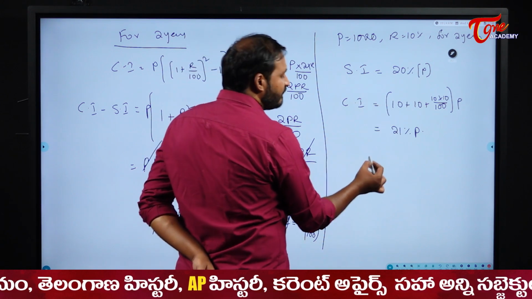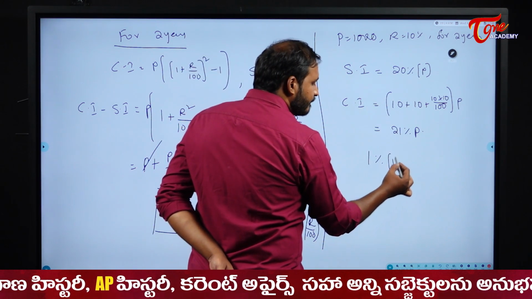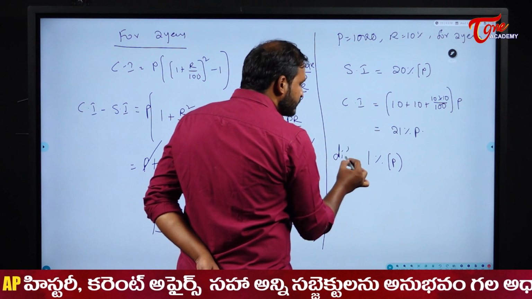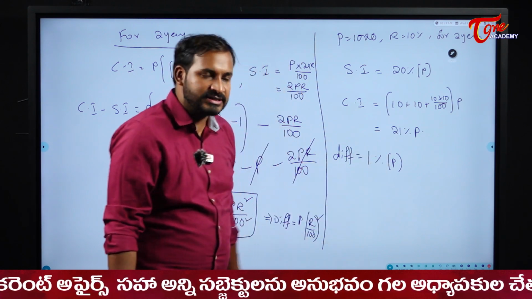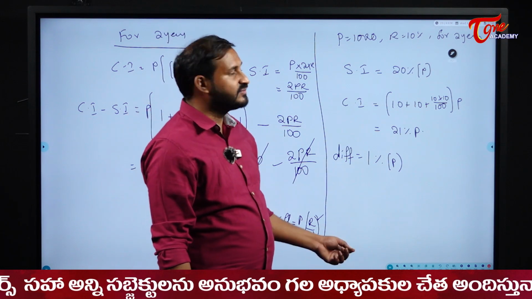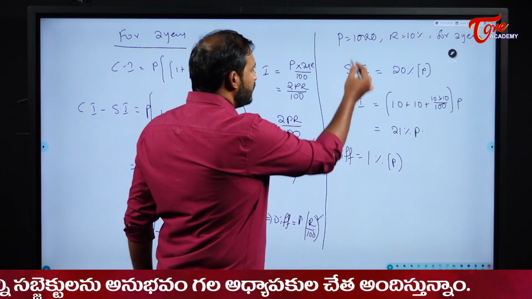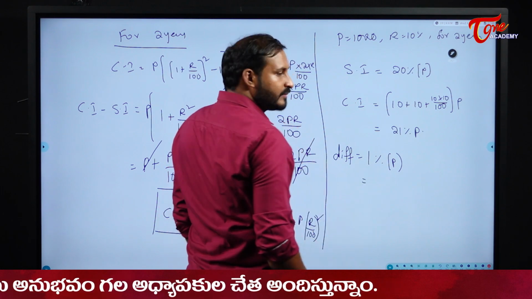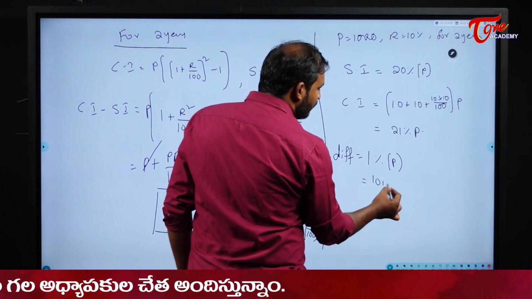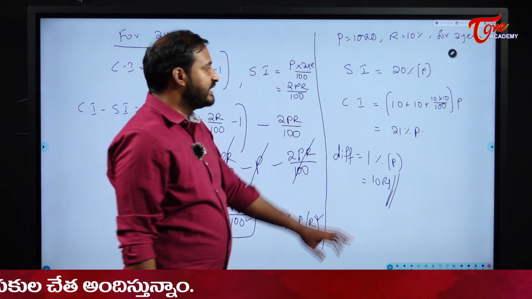Now, tell me what will be the difference here? 1% of P. Difference is 1% of P. If the difference is 1% of P, what is 1% of 1000? 10 rupees. So, the difference will become 10 rupees.